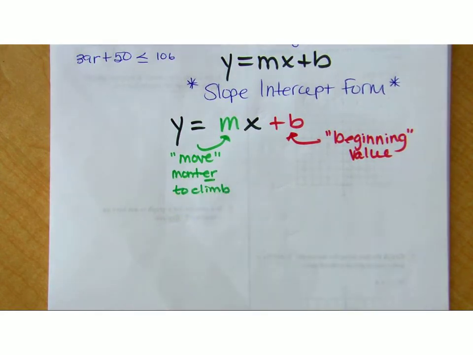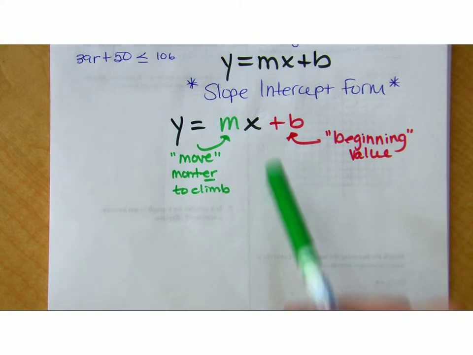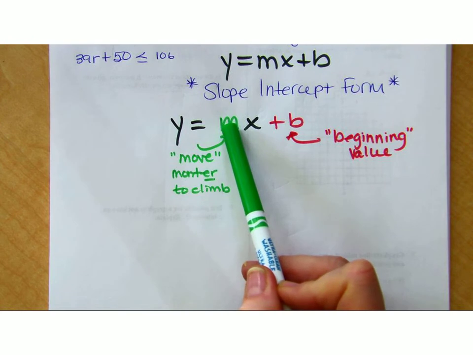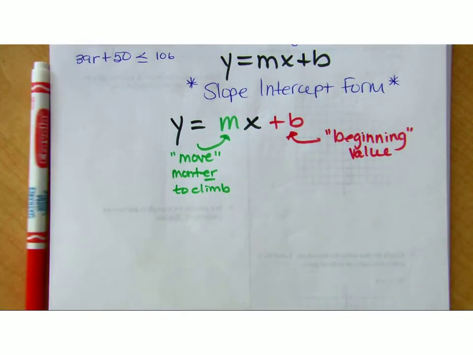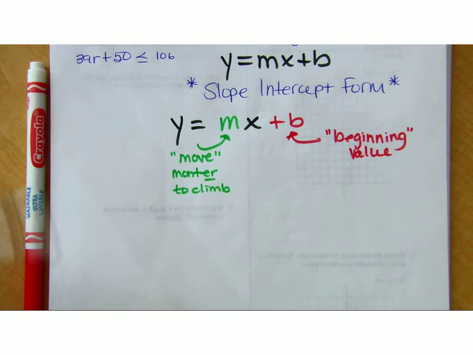And what do we climb? Hills. And what word is associated with hills? Steepness and slope, right? Okay? So M actually stands for Monter, but I like it better when I say it stands for move. Because when I ask you how to plot a line, I'm going to say, okay, begin here and move according to the slope.